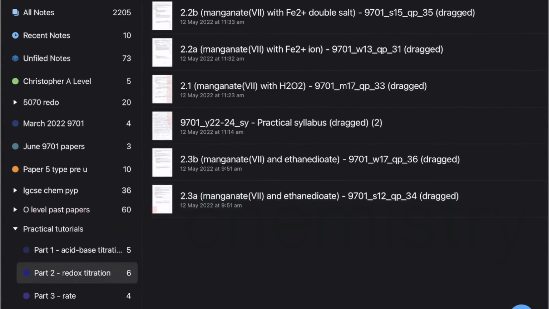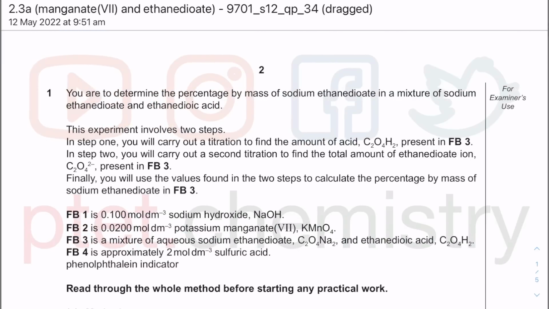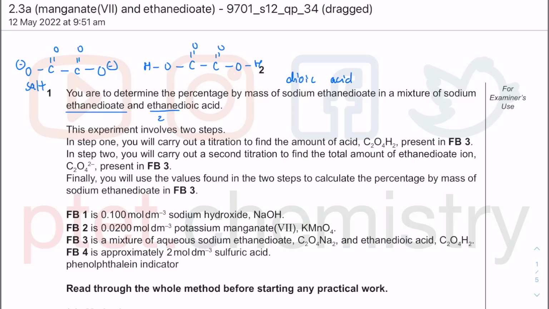I think the next bit I really want to focus on is this ethanedioic acid. Ethanedioate ion comes from ethanedioic acid. After the acid donates the protons, after the acid loses the H plus, then it's no longer an acid. This is the salt. This is the anion, whereas this is the dioic acid. It's called ethanedioic because of 2 carbons.